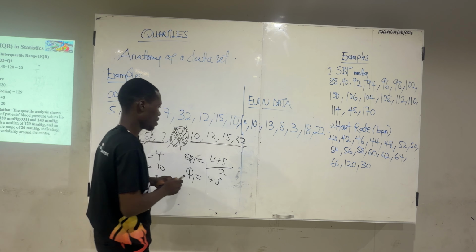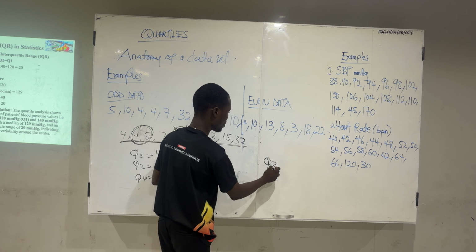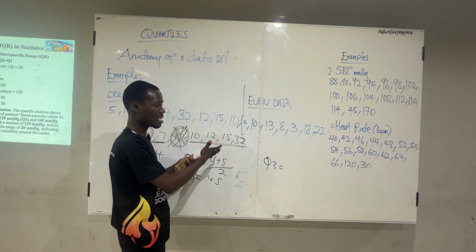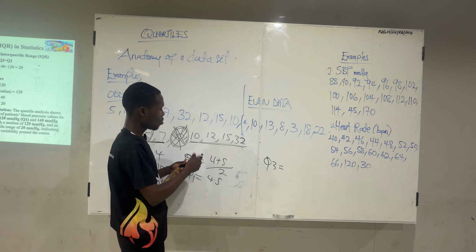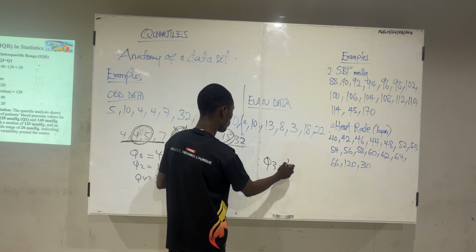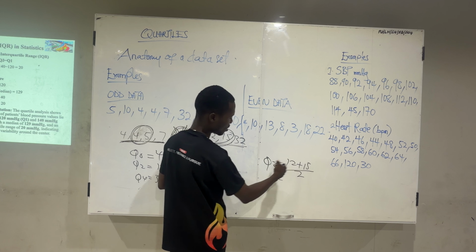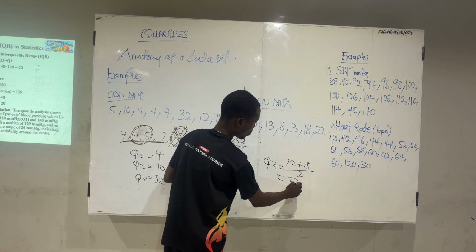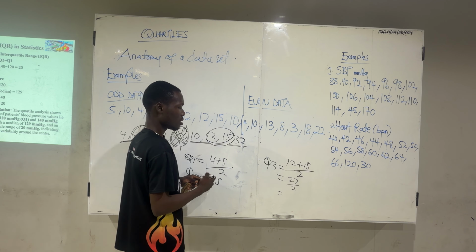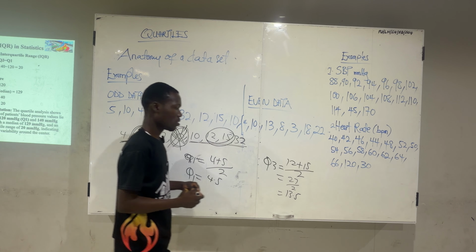Now let's look at Q3. Q3 also means the median of the upper half, the second half of the data. So looking at this one too, we have two middle numbers. So it's going to be 12 plus 15 divided by 2. And that's going to give us 27 over 2, which is 13.5. That's our Q3.